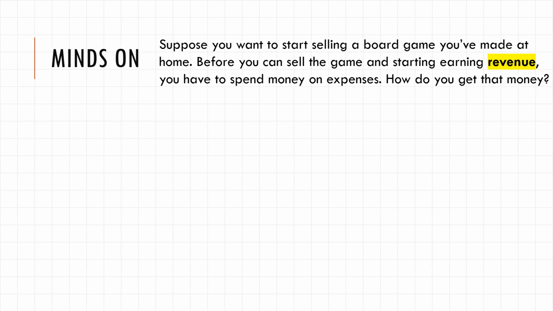So to get started in this unit, suppose that you want to start selling a board game that you've made at home. Before you can sell the game and start earning revenue, and revenue is of course the amount of money that you make, you actually have to spend money on expenses. You have to produce your game. You have to manufacture it.